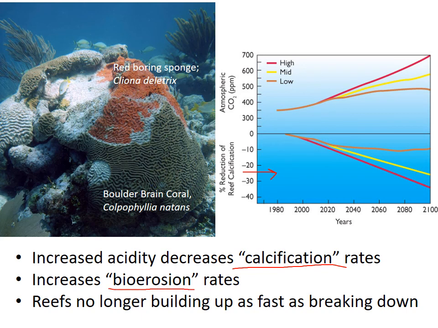So bioeroding organisms like this red boring sponge, Cliona delitrix, can actually break down the rock of the coral faster when the ocean is more acidic. So it's really a big problem that the corals are not growing as fast, and the rock is being broken down faster by these bioeroding organisms like the sponges. So the reefs are no longer able to have a favorable balance of growth versus decay, and they're basically dissolving away. And you can even see that, like in this picture from the Florida Keys, the rock of the reef is literally dissolving away before our eyes.